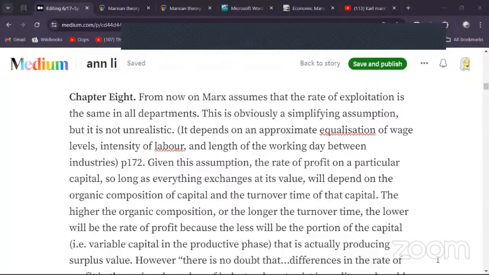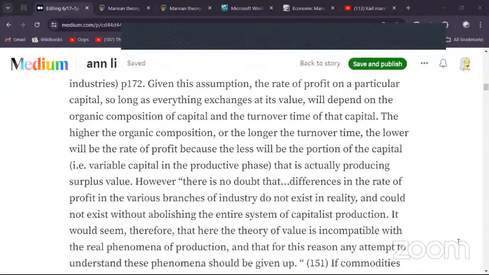Given this assumption, the rate of profit on a particular capital, so long as everything exchanges at its value, remember we're talking about abstractions again, will depend on the organic composition of capital, that is, how many machines you have and their quality, and the turnover time of that capital. So we're looking at the variables again. You have constant or fixed capital, and then more variables that affect turnover time, labor among many things. The higher the constant portion, the lower will be the rate of profit, because the less will be the portion of the capital, i.e. variable capital, in the productive phase that is actually producing surplus value.